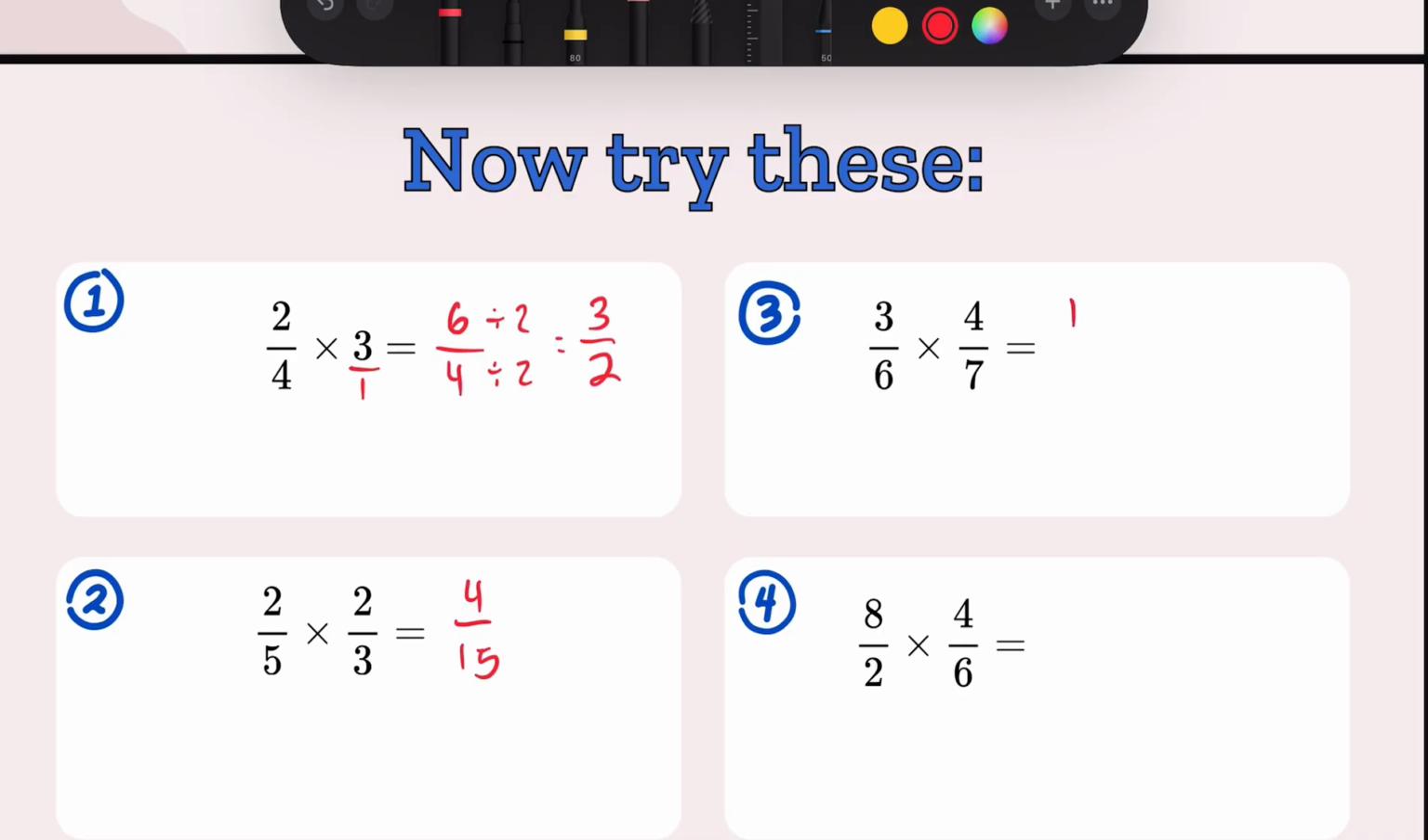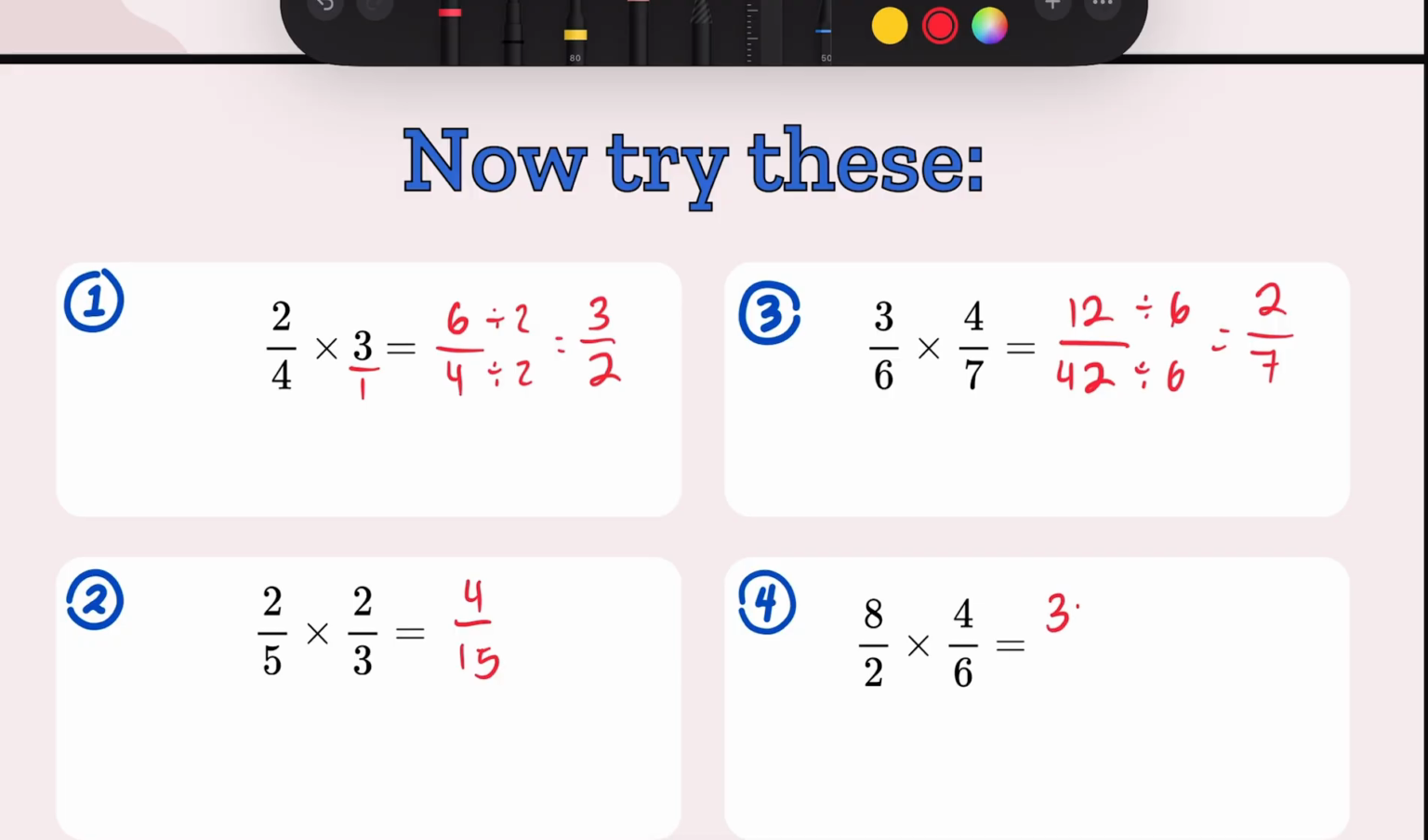3 times 4 is 12, and 6 times 7 is 42. And I could simplify this. I could divide both 12 and 42 by 6. 12 divided by 6 is 2, and 42 divided by 6 is 7. Therefore, my last answer is 2 over 7.